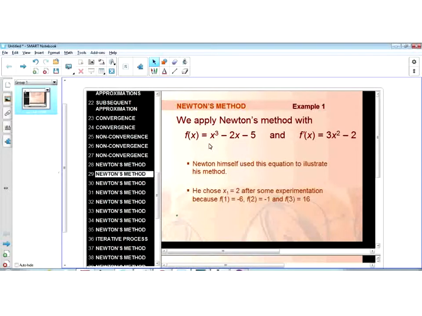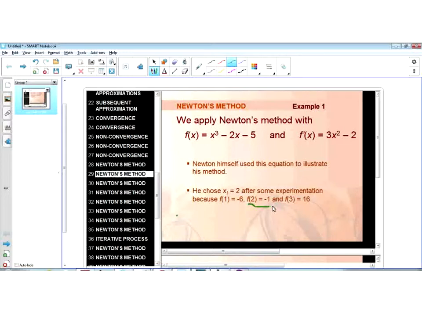All right, so we apply Newton's method with f of x equals the function x cubed minus 2x minus 5. Of course, take the derivative, so that's 3x squared minus 2. And this is what Newton used. So he chose x1 equals 2 after some experimentation. Here's what motivated Newton to choose x1 equals 2. He used the intermediate value theorem. Remember the intermediate value theorem? That's what Newton used. Since this is a polynomial, we know it's continuous everywhere.